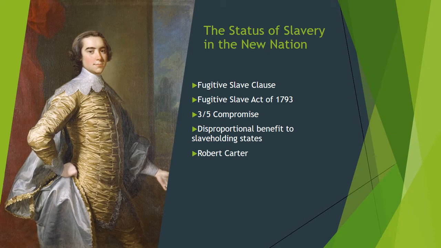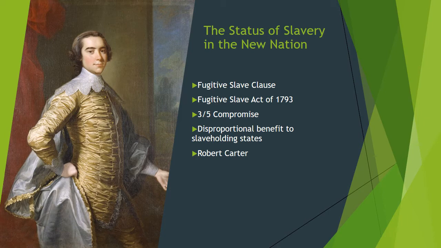The Three-Fifths Compromise attempted to balance the opposing interests of slave and free states by saying, okay, each slave will be enumerated as 3/5 of a free person in determining the state's tax burden and representation.